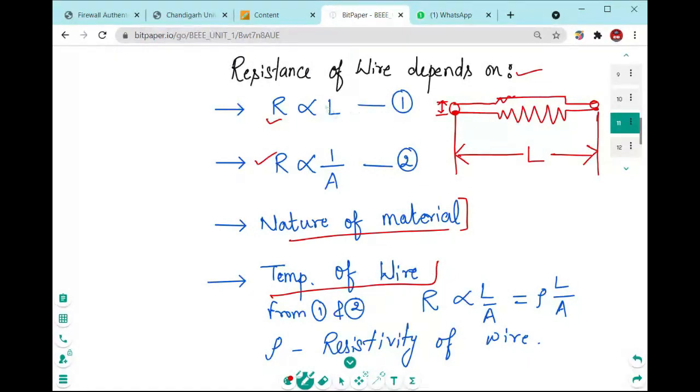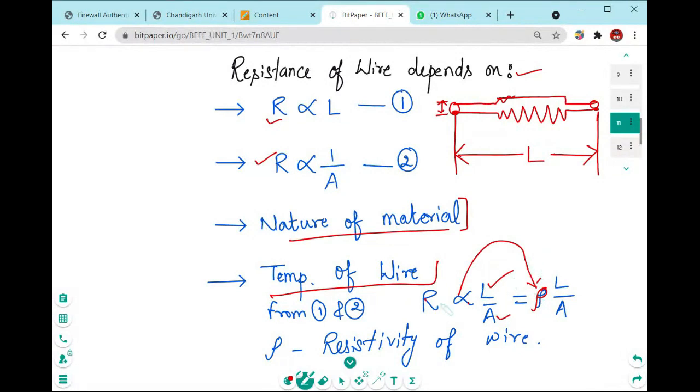It will also depend upon the temperature of the wire. When we combine these two equations, 1 and 2, the resistance is directly proportional to the length of the wire and inversely proportional to the area. When we remove the proportionality sign, we denote the constant by rho. So this rho is the resistivity of the wire, that is the proportionality constant.